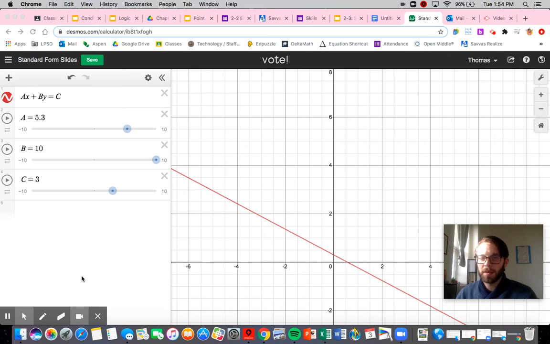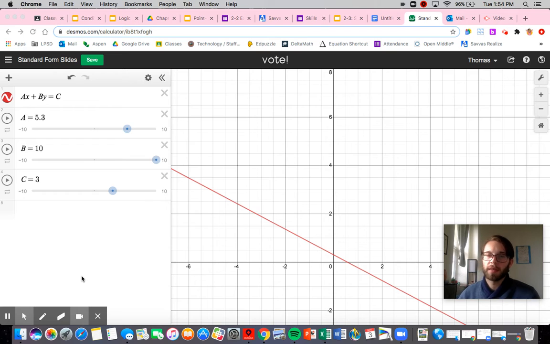Hi, everyone. Just wanted to take a moment to talk a little bit about the graphs of lines in standard form, and then to talk about a couple of special cases with you. So obviously here, as you can see, I just have a random line.